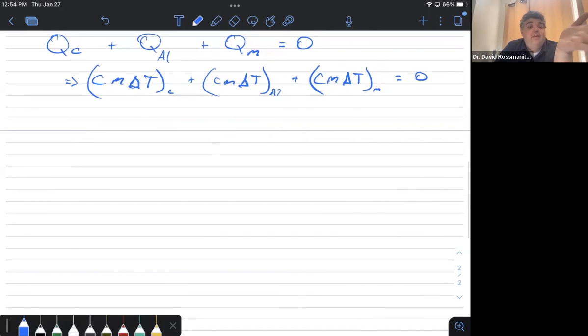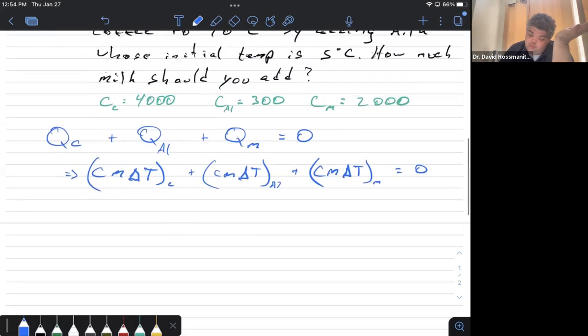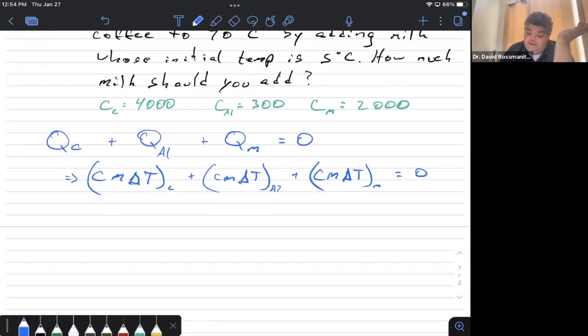At this point, all we have to do is plug all the data we have from our problem into this equation and solve for the unknown. What unknown do we have? We're looking for how much milk we should add to the system, which means we want to know the mass of the milk, that thing over there. Everything else we should have.